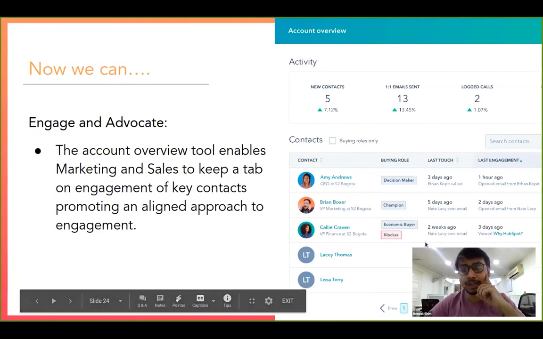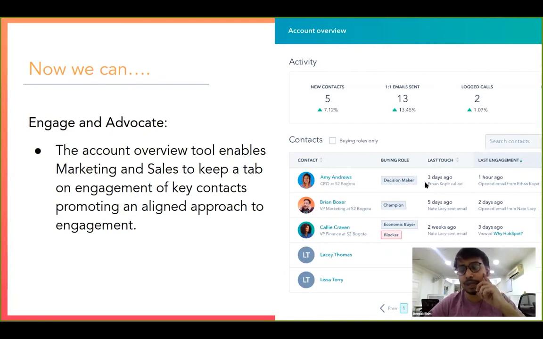So marketing can give that input to sales, and similarly sales can provide inputs to marketing: we made a touch point, and this is the outcome from the touch point. Now I think you should send them some similar content or something like that. So the teams can work really closely and be on the same page at all times because of this account overview tool that HubSpot has provided.